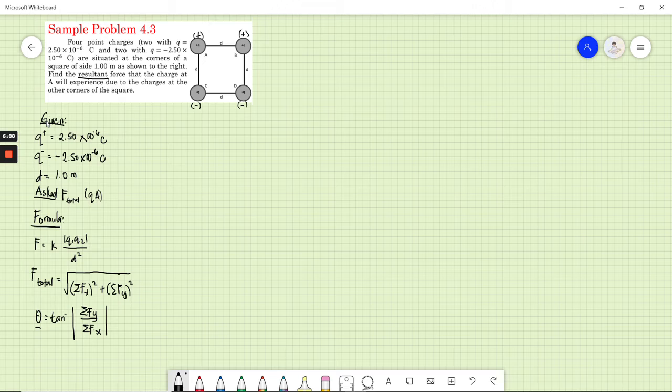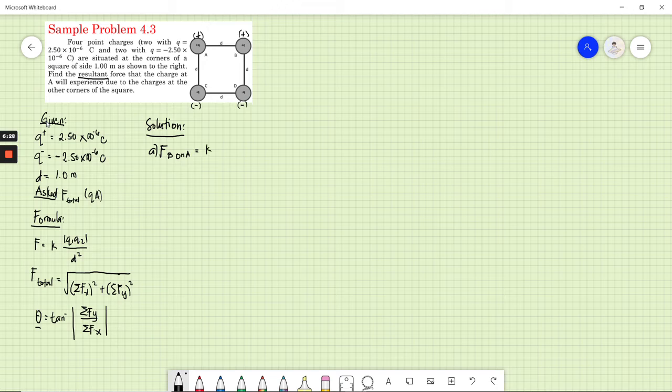So these are the equations that we are going to use in order for us to solve this problem. So let's begin solving this problem right here. The same as we did on the previous two sample problems, what we're going to do is first find the individual forces that QC, QD, and QB do to QA. So let's begin with the force that QB exerts on A.